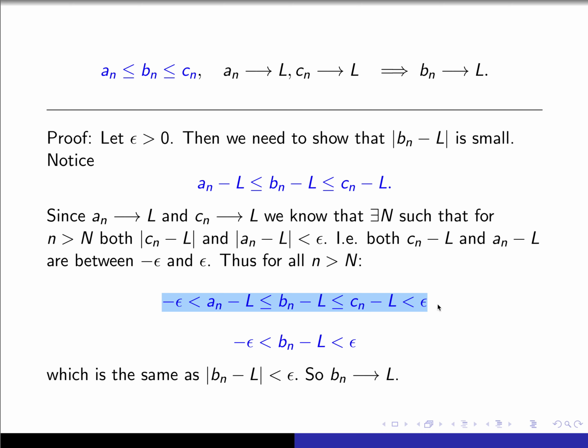So great. Now, well, let's ignore the middle stuff. This means that Bn minus L has to now be between minus epsilon and epsilon. And what do you know? That's the same as requiring that the absolute value of Bn minus L is going to be smaller than epsilon.